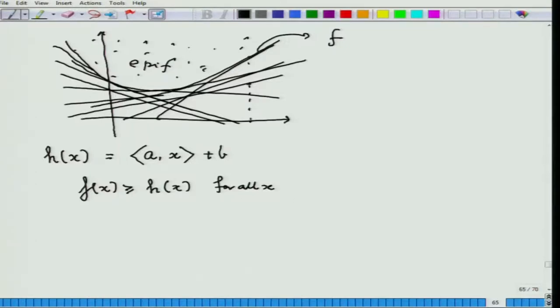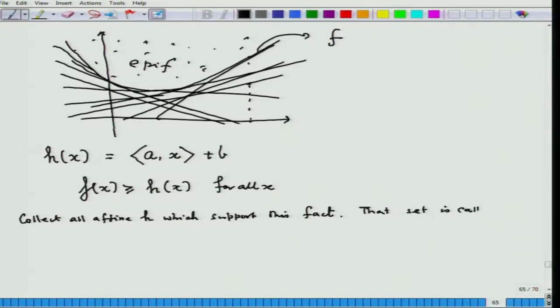So, this is always holding for this class. What I am trying to say is that you collect the set of all affine h which support this. That set is called the support set of f. It is a collection of all affine functions h which is majorized by f, or which minorizes f, in the sense that f is always bigger.